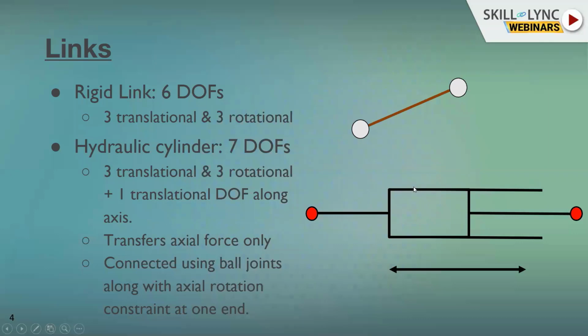In this figure, you can see the outer box is the cylinder head, and this is your piston rod, which is going to move in and out of it. So this can elongate or compress depending upon the situation, and this is how any axial force is going to get transferred. The way to connect it with the rest of the mechanism is using ball joints. These red balls denote those ball joints. The rotation should be constrained at one end, and this is free to move in this direction.